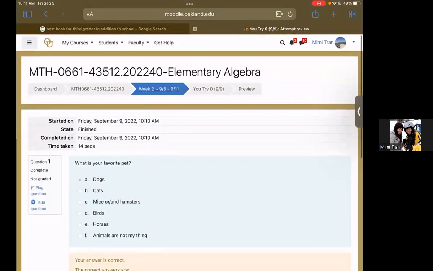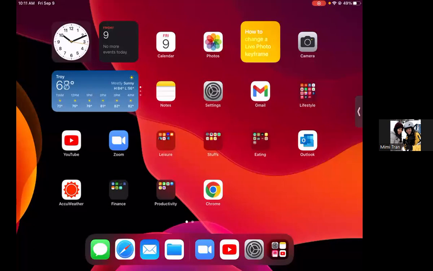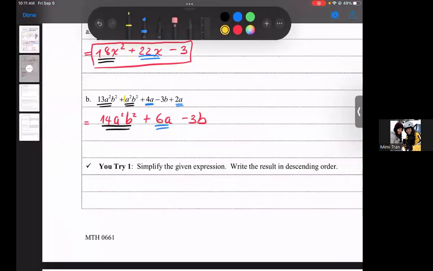Okay, so you try 1. Go back to week 2. You try 1. Let me give you the expression. Simplify, given the expression looks like this. I'll write in purple. 3x plus 10x squared minus 5 minus 2x squared plus 7. The answer is on Moodle. I'm giving you the question.